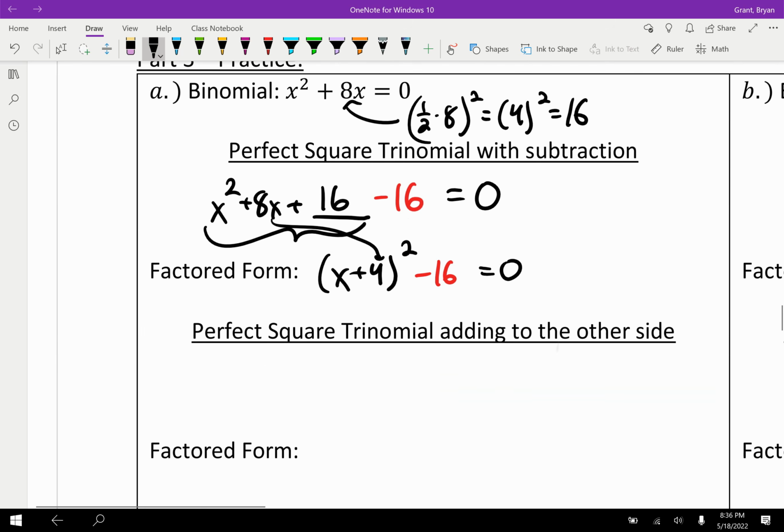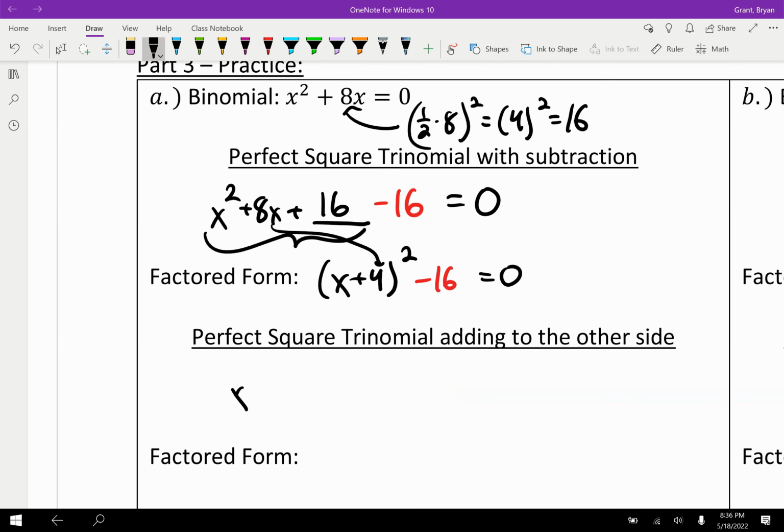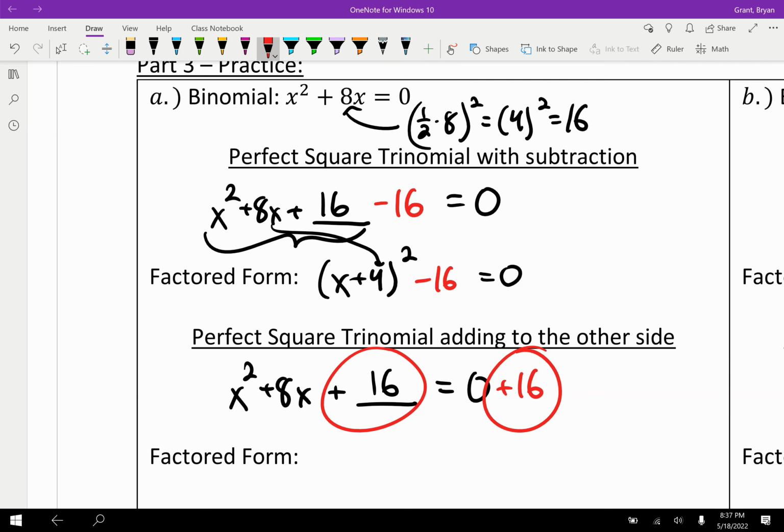Okay? If you wanted to do it the other way I was mentioning, we'd have x squared plus 8x plus 16. But then instead of immediately subtracting 16, we'd say, well, you could add 16 on one side and you could add 16 on the other. That's totally allowed, right? This stays balanced if we give both sides 16.